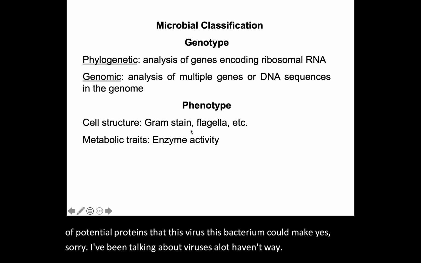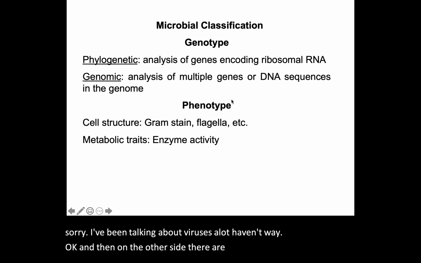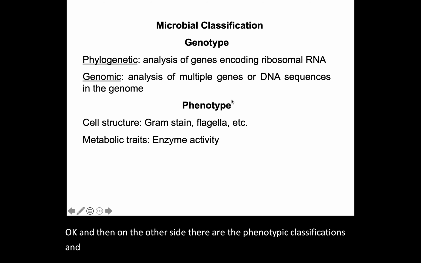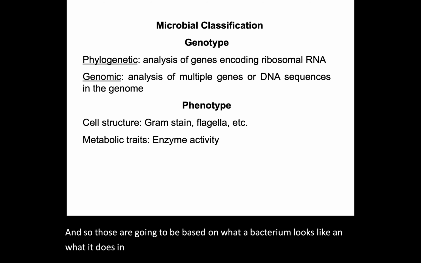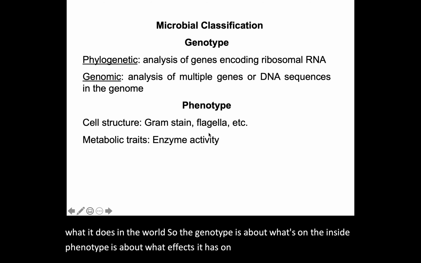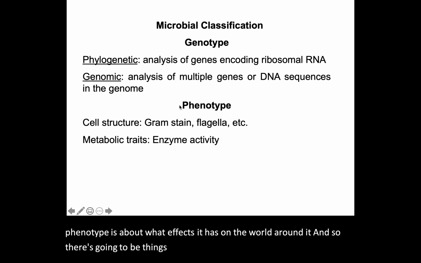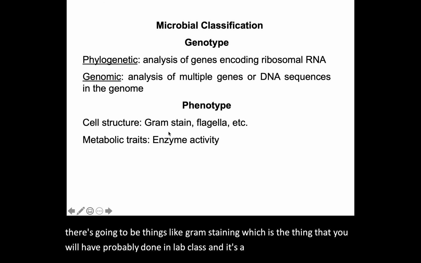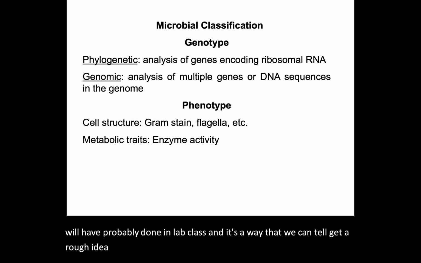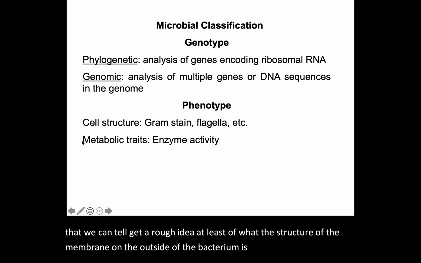Okay, and then on the other side, there are the phenotypic classifications. And so those are going to be based on what a bacterium looks like and what it does in the world. So the genotype is about what's on the inside. Phenotype is about what effects it has on the world around it. And so there's going to be things like gram staining, which is a thing that you will have probably done in lab class. And it's a way that we can get a rough idea at least of what the structure of the membrane on the outside of the bacterium is. And do they have flagella, stuff like that? Do they have pili? All those sorts of things.